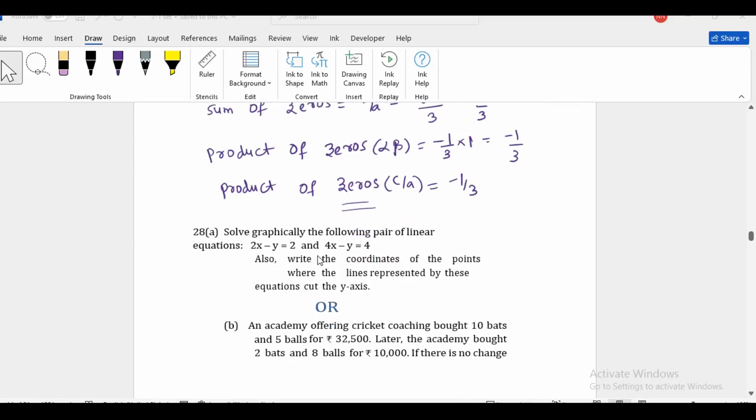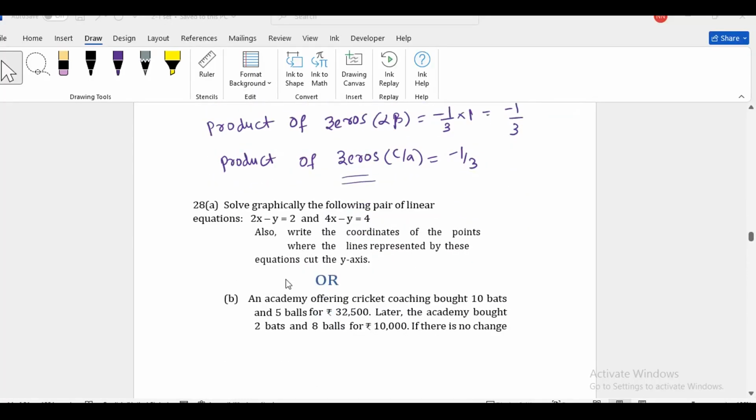Next question. This is the graph question. Graph question we will discuss later.